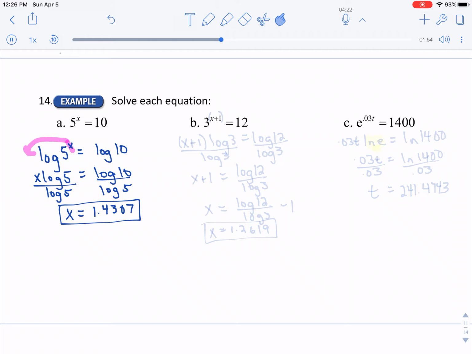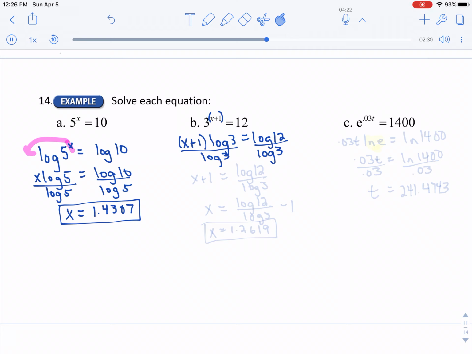Again, can I rewrite 12 as a base of 3? Well, 3 to the first power is 3, 3 to the second power is 9, 3 to the third power is 27, so I can't. Since I can't, I'm going to log both sides, and when I log both sides, I'm going to go ahead and bring the exponent to the front, so I get x plus 1 log 3 equals log 12. Now, since I'm not going to distribute because I'm trying to isolate that x, I will just go ahead and divide both sides by log 3.